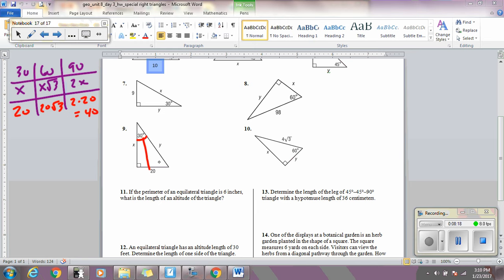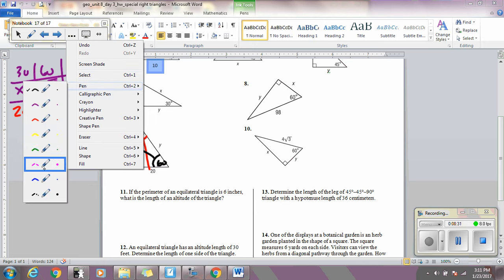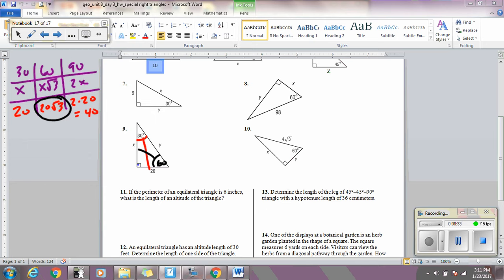So this missing angle is 60 right here. Across from 60 is x. So that means x is going to equal 20 root 3. And then across from 90 is y. So that means y is equal to 40. So again, x is 20 root 3 and y is 40.